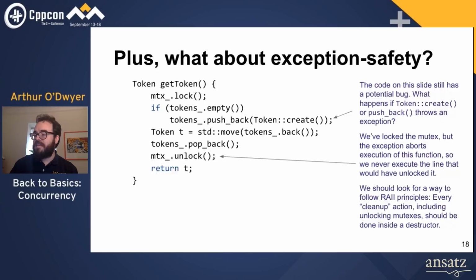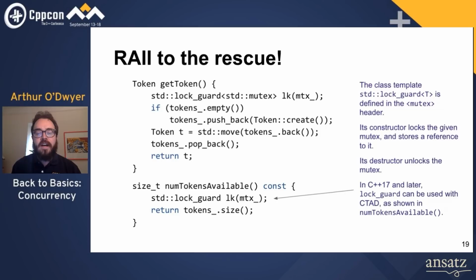So here's how we're going to fix that. We're going to make an RAII class. In fact, we're going to use one out of the standard library. In the mutex header, right next to std::mutex, you will find std::lock_guard. That is a class template. It takes as its parameter the type of the thing you're locking, which in this case is std::mutex. In its constructor, when I construct this variable lk of type lock_guard of mutex, I give it a reference to a mutex, and it locks that mutex. In its destructor, it will unlock it automatically.